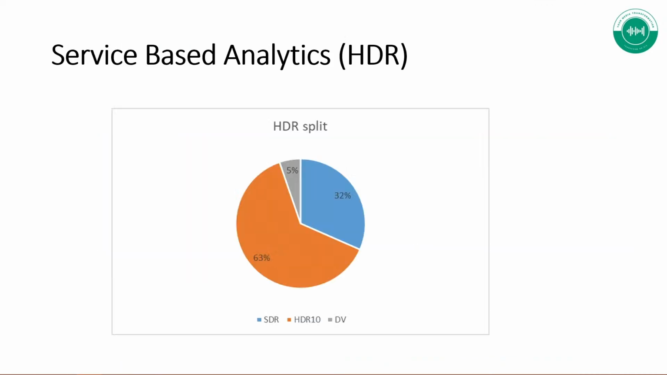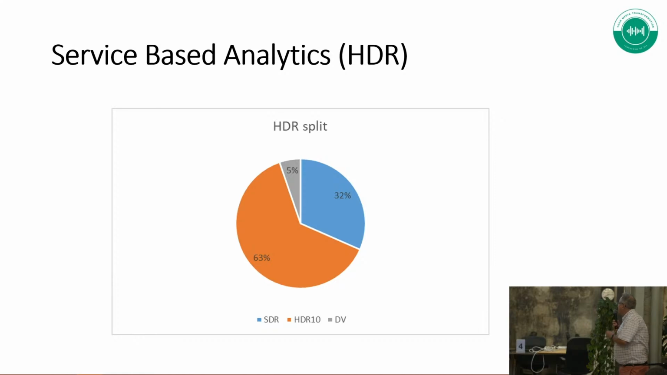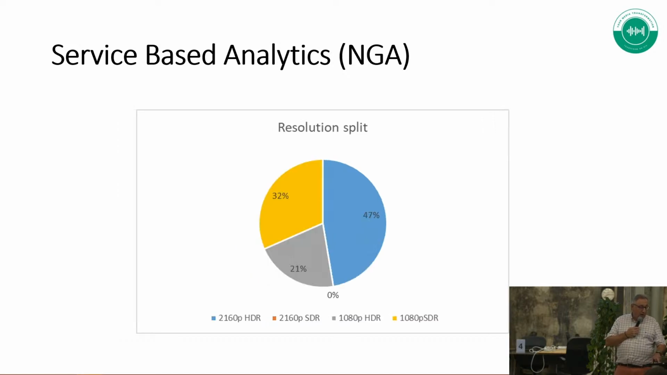So let's look at the service-based analytics. Among all those services, what is the popularity of each format? And you see the number one is HDR10, 63%. Number two, sadly, SDR, meaning I don't want to make effort. And then a small Dolby Vision island. So it shows the most popular distribution format, of course, by far is HDR10.